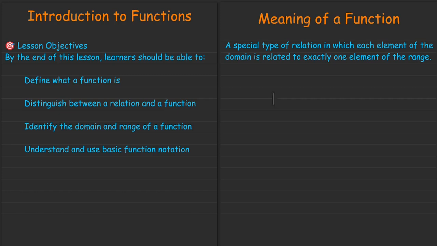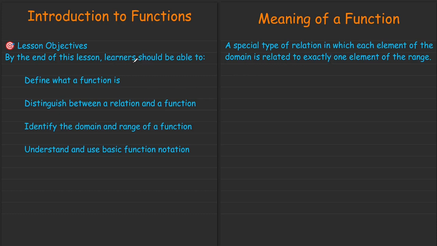So let's start by looking at what a function is. A function is a special type of relation in which each element of the domain is related to, take note, exactly one element of the range. It says a special type of relation in which each element in the domain is related to exactly one. So every element in the domain is related to exactly one of the range.